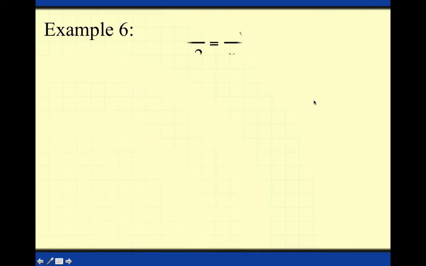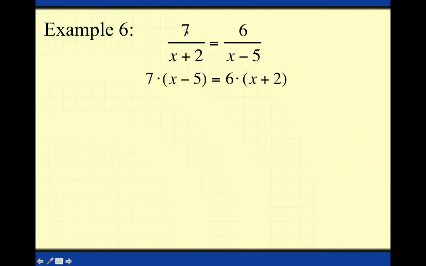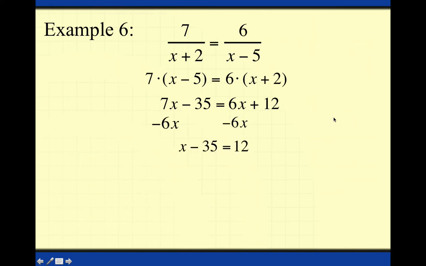Okay, example 6. Again, nice single fraction both sides. Multiply across, 7 times x minus 5, 6 times x plus 2. Distribute through, 7x minus 35 equals 6x plus 12. Bring the x's over here, bring the 35 over there. And that worked out awfully nice, 47. Now just plug and chug. Checking 47 over here, 7 over 49, and then 6 over 47 plus 2 is 6 over 49. They're both 1/7.